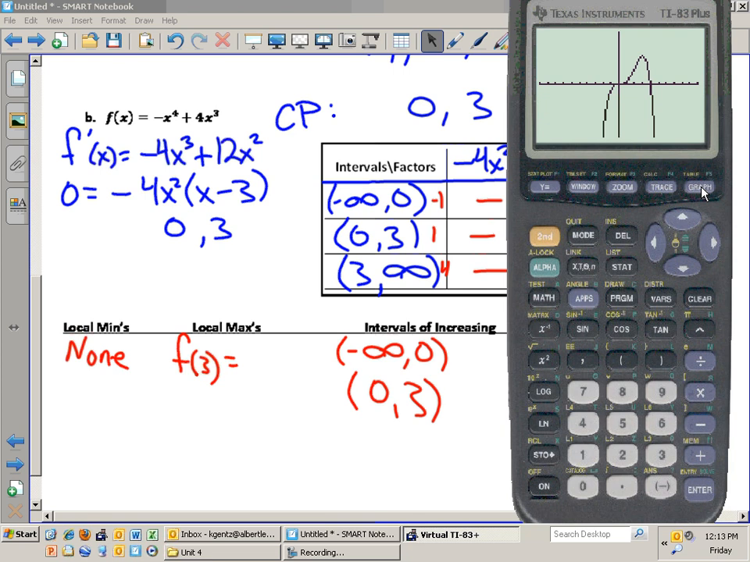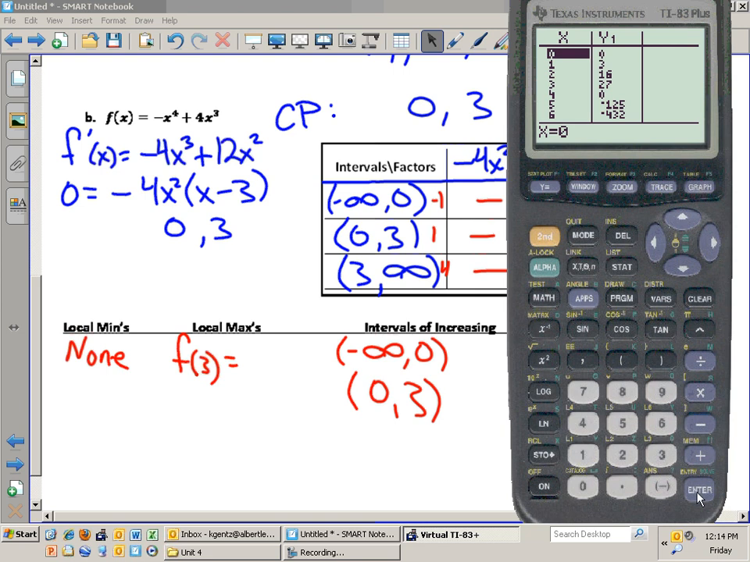So is it truly increasing from negative infinity to positive 3? Yes. And then after that it goes down. So it looks like all my data fits that graph 100%. This is correct. The last thing I'm going to do here is go into my table and calculate that value at 3.